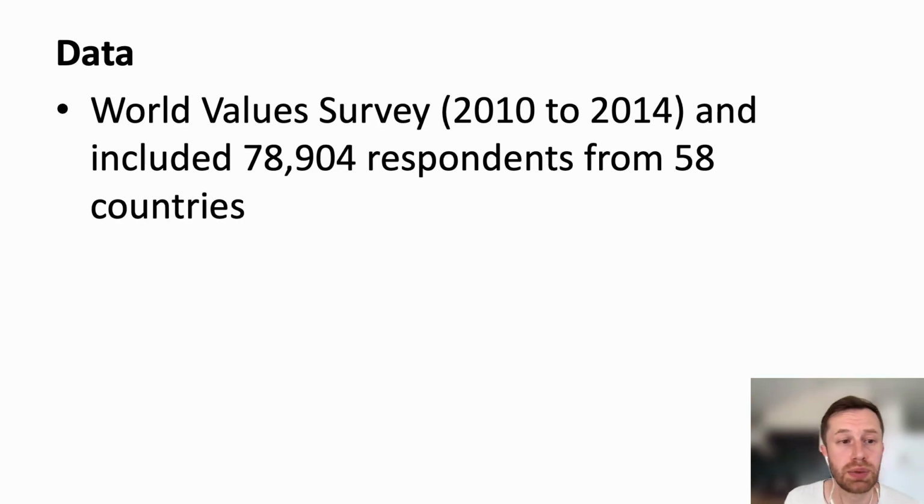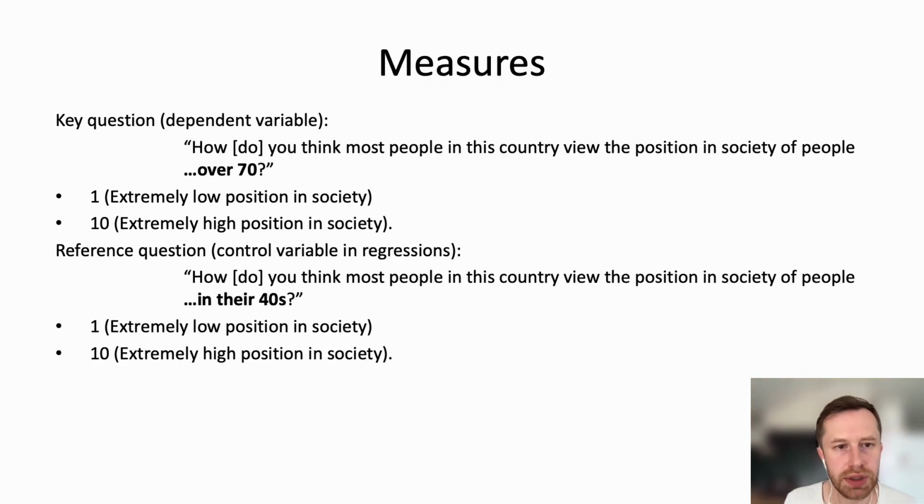To test the theory, we used data from the World Value Survey collected between 2010 and 2014. It included almost 79,000 respondents from 58 countries with representative national samples. The key measures used in this study are two questions. They ask, how do you think most people in this country view the position in society of people over 70 and in their 40s?